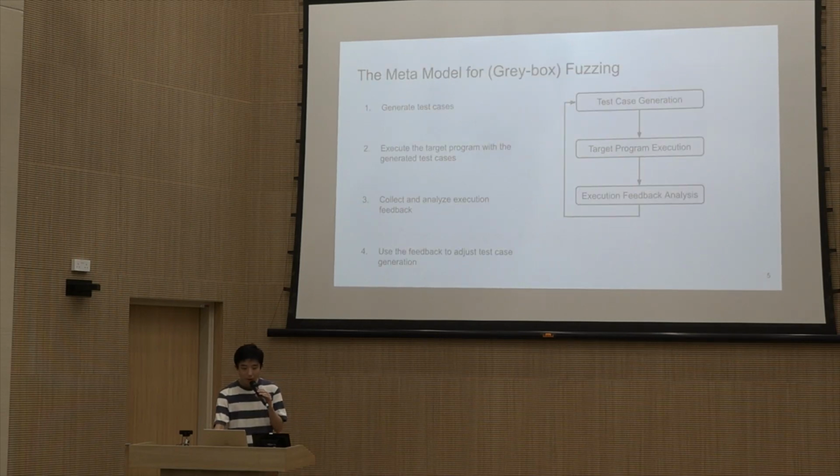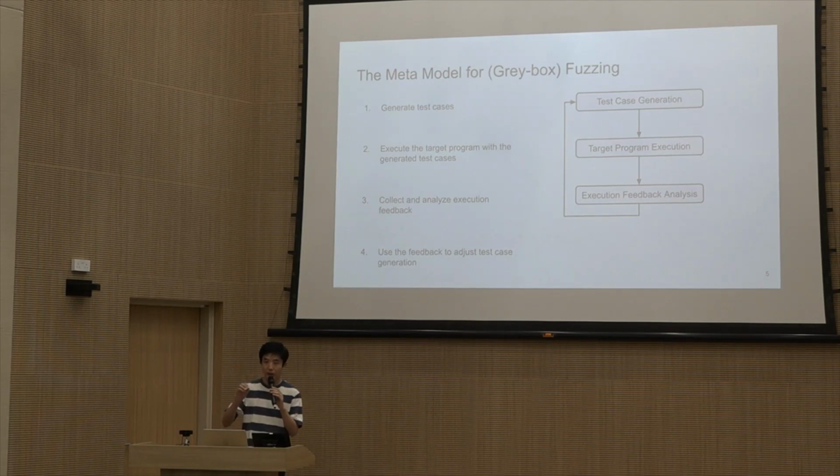So this is a meta model of gray box fuzzing. As you can see here, it works in 4 steps. The first one is we generate test cases for the target program. And then we execute the target program with the generated test cases. And after that, we analyze the execution feedback.